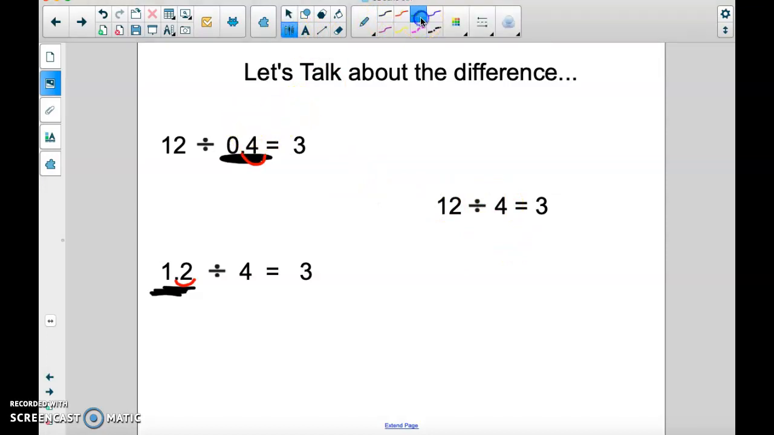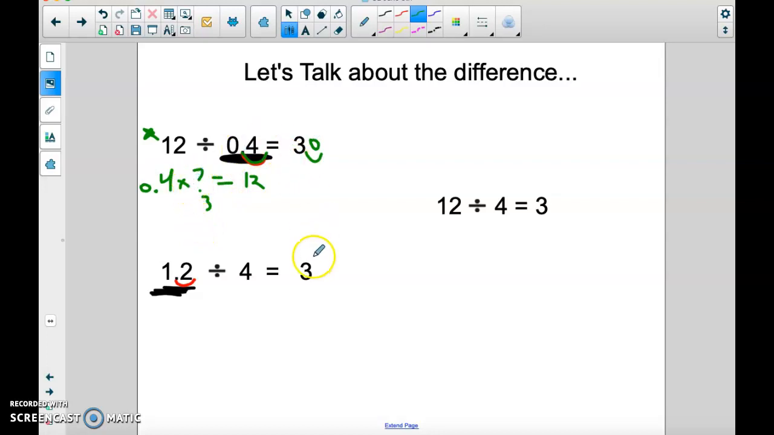In this problem, the decimal was in the divisor. So this is like 0.4 times what equals 12. If we put 3 in, that wouldn't make sense because we need way more groups of 0.4 than just 3. So because we moved it out a place value, our answer moves out a place value, to make it 30, because we need this to get bigger.